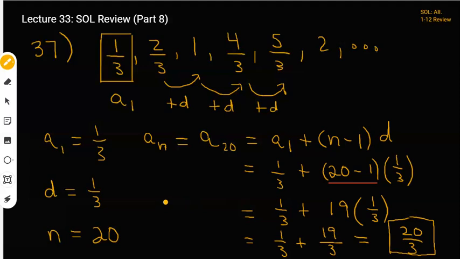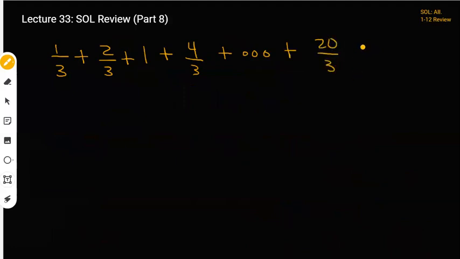But it's asking me what is the sum of the first 20 terms. So basically, you need to add up all of these numbers until you get to 20 over 3, and then you stop. So here's what that looks like. I'm going to have 1/3 plus 2/3 plus 1 plus 4/3. And I'm going to keep on going until I get to 20/3. And then I'm going to stop. And I'm going to call that S20 because S stands for sum.